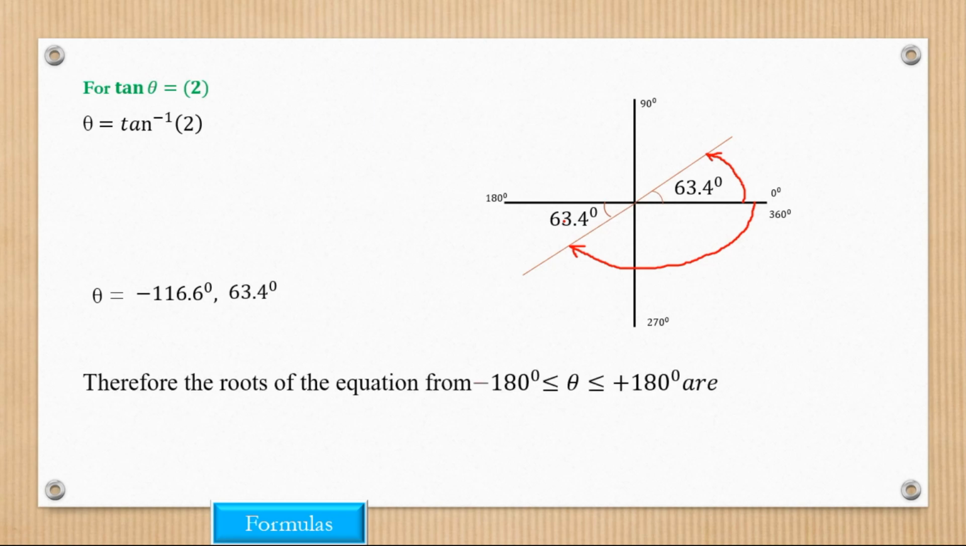63.4. So therefore the roots of the equation from negative 180 to positive 180 are negative 135, negative 116.6 degrees, 45 degrees, and 63.4. As easy as that.